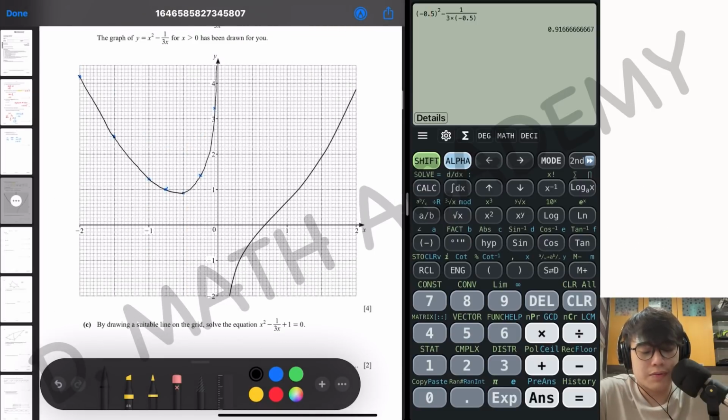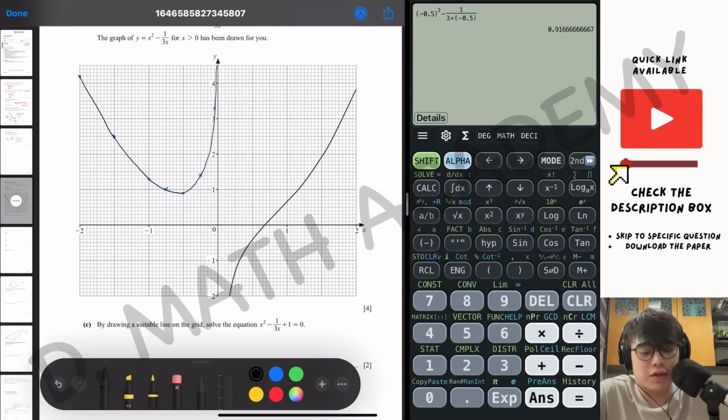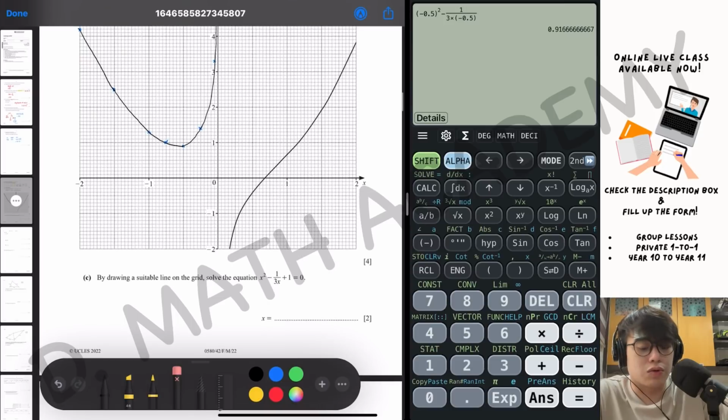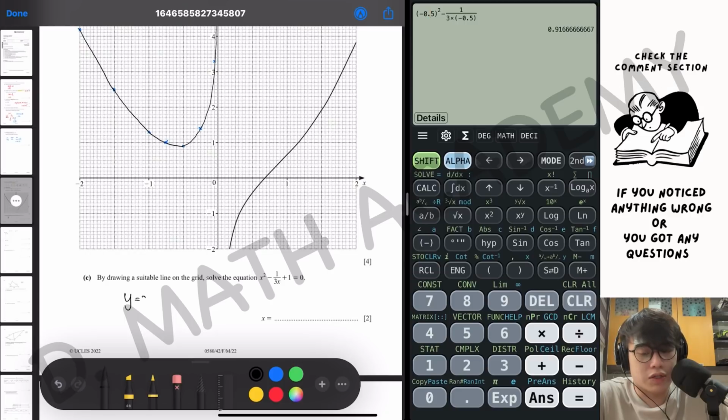Okay, by drawing a suitable line on the grid, solve the equation. So for this type of question, you have to adjust your formula accordingly. So this was the original equation they gave us, y equals x squared minus 1 over 3x.